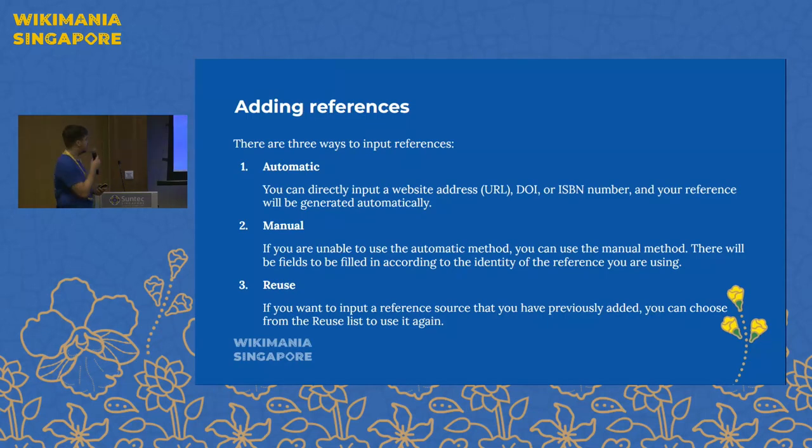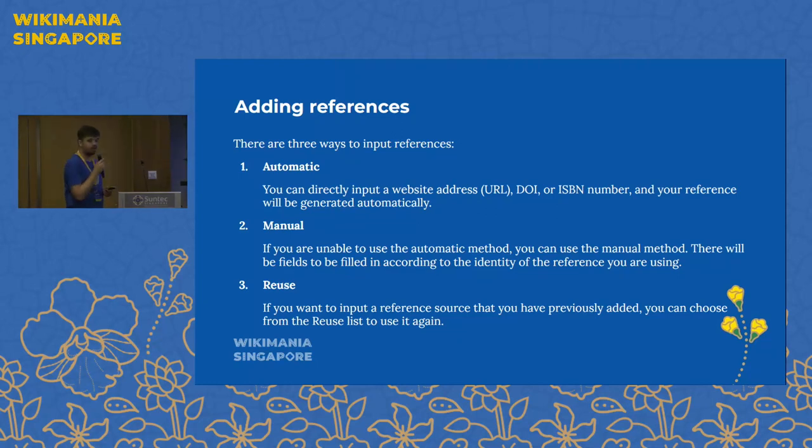So there are three ways to insert references. You can do it automatically, where you just tell the tool to find the information of the reference for you. So you can put the website address in or other information like a book number or a DOI, and the reference will be generated automatically from databases containing this information. This is the simplest way to do it, because you can tell the computer, I want the reference to be done for me. In some cases, it's not possible to do this. There may be some blogs or other sites that do not support this information, or it may be incorrect.